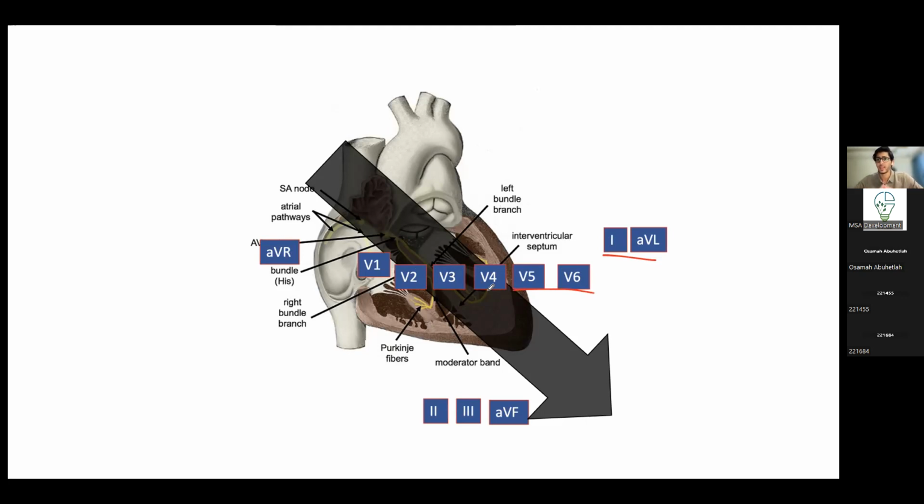Again, what did I say? What is an ECG? It's taking a photo of the heart from different angles. I said that in the very beginning, right?